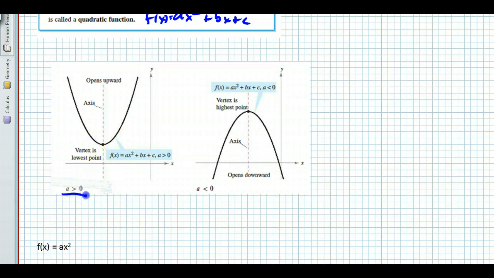Now if a is positive, we say it's concave up. And if a is negative, we say it's concave down. And every parabola can be split into two equal halves by the axis of symmetry. It goes right through the vertex, and the vertex is either the lowest point or the highest point.